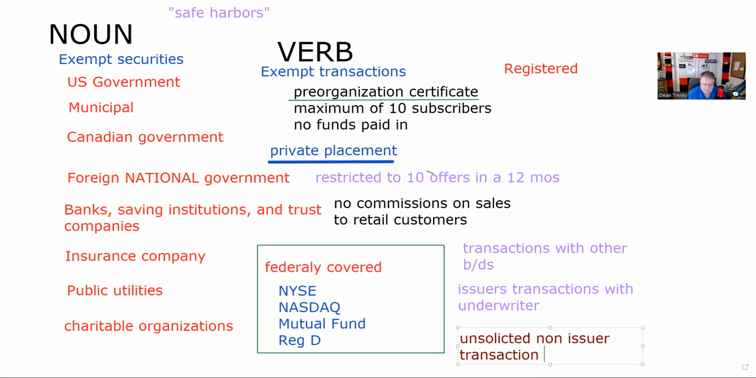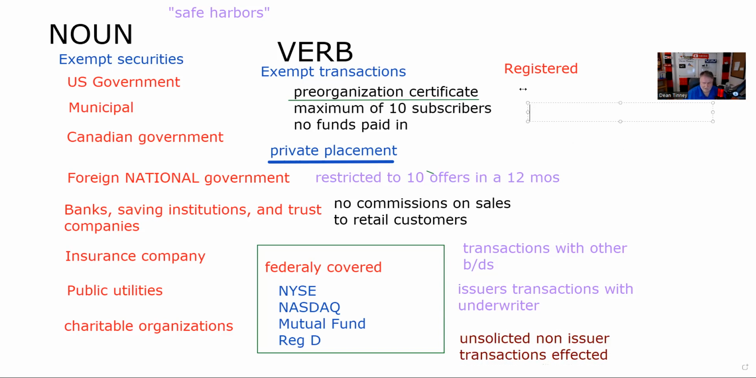Unsolicited non-issuer transactions affected through a broker-dealer. So this is you buying a penny stock, for example, or some crazy security at TD Ameritrade on an unsolicited basis. I always warn you, RTFQ. Make sure you're reading the full question, because we're not asking about whether the broker-dealer needs to be registered or whether the agent needs to be registered. The answer is yes, they do. We're asking, do we need to register the security?